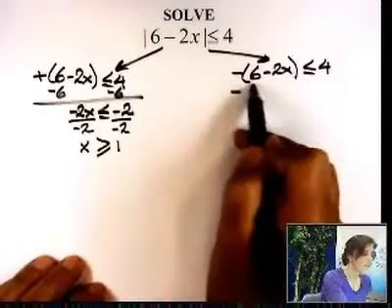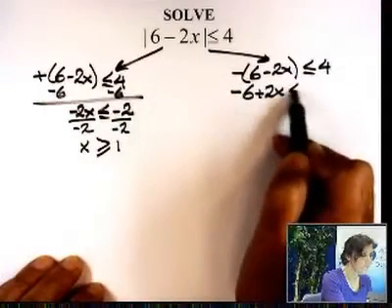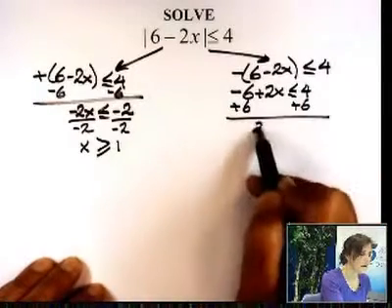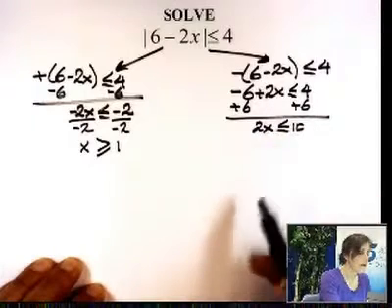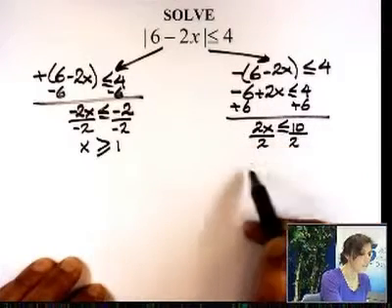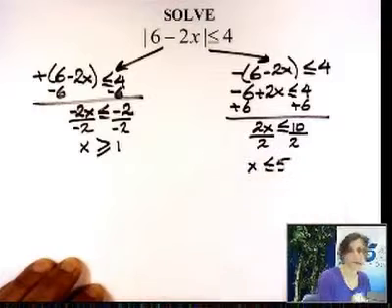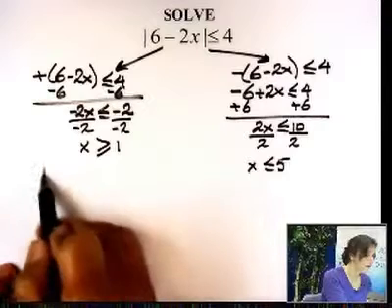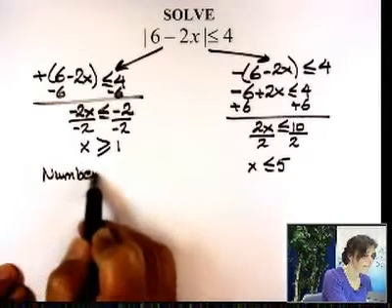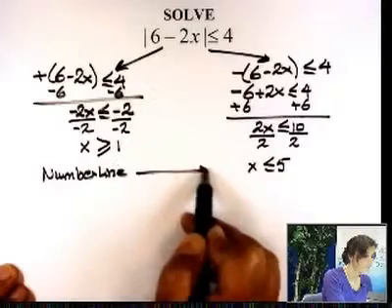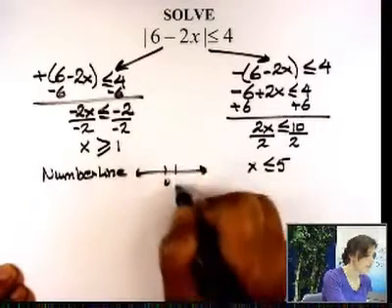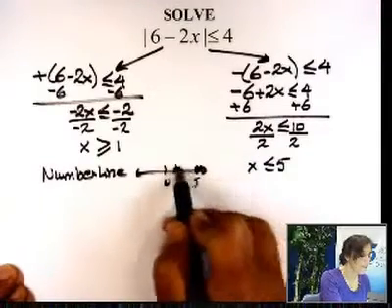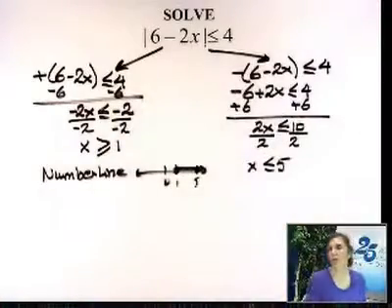Work the negative in. Add 6. Divide by 2. What did I have? Greater or equal to 1, less than or equal to 5. Number line. Zero in the middle. Here's your 1. Here's your 5. I want to be between 1 and 5. Black dots because I have equal 1 to 5.